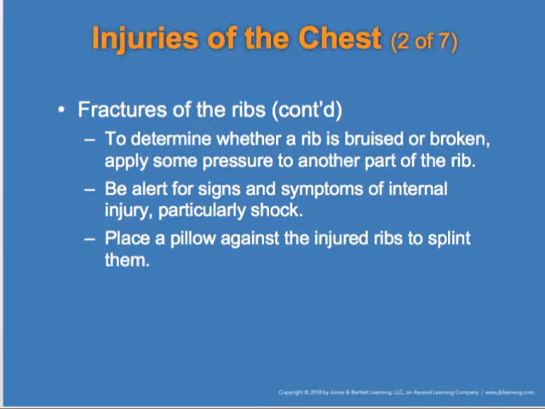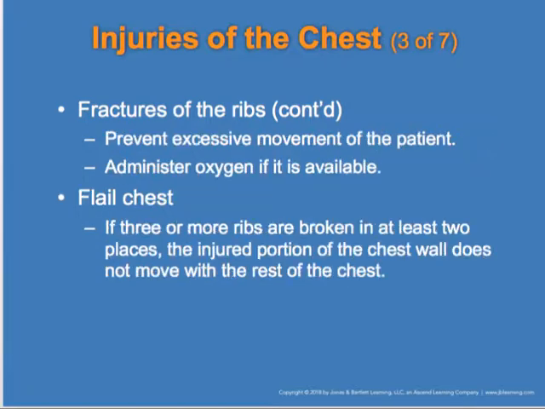In order to treat this, the biggest way is to place a pillow against the injured ribs and to splint them by actually securing that pillow to the patient's thoracic space. Prevent excessive movement of the patient and administer oxygen wherever you can.